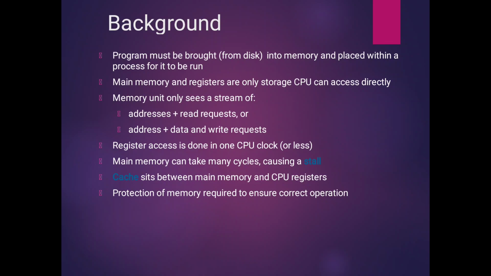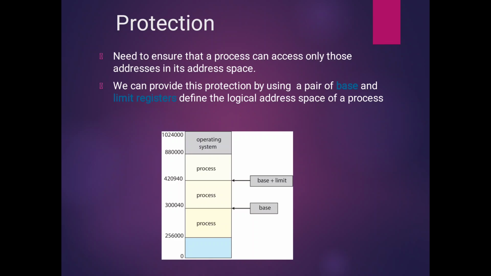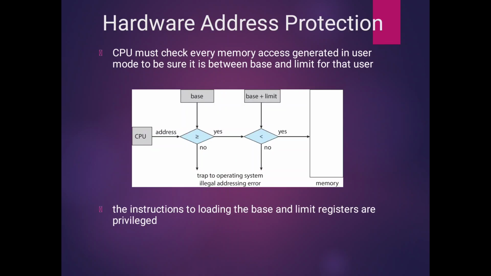Protection of memory is required to ensure correct operation. In this protection, we need to ensure that a process can access only those addresses in its address space. We can provide this protection by using a pair of base and limit registers that define the logical address space of a process. In hardware address protection, the CPU must check every memory access generated in user mode to be sure it is between the base and limit of that user.